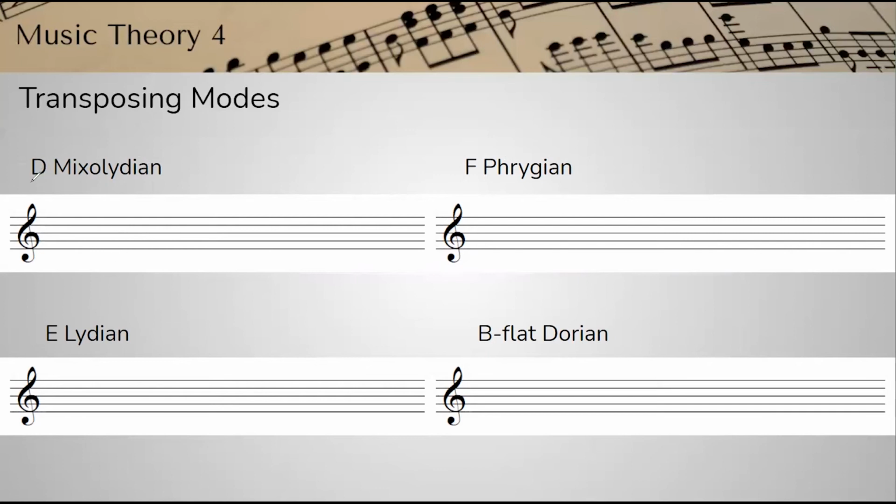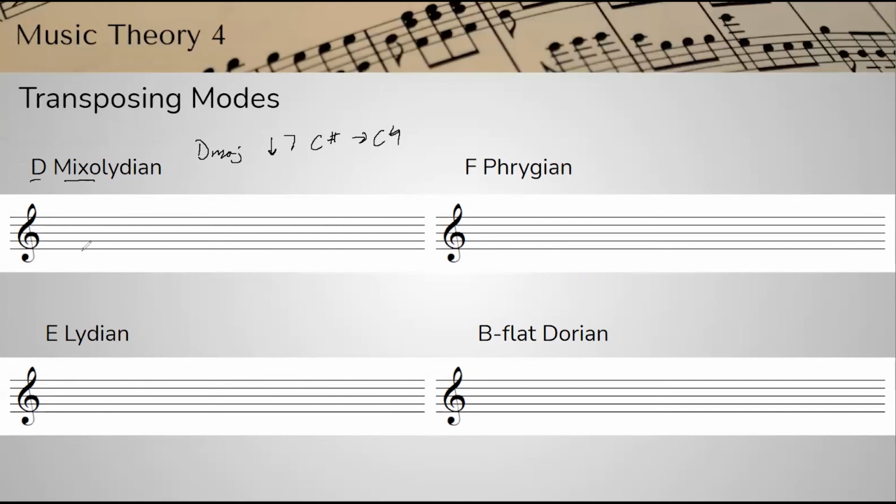So this is D Mixolydian. So we can create this by simply writing a D major scale, which we should know how to do, and lowering the 7th scale degree, right? In which case that'll be a C sharp. So C sharp, to turn this into Mixolydian, will become C natural.